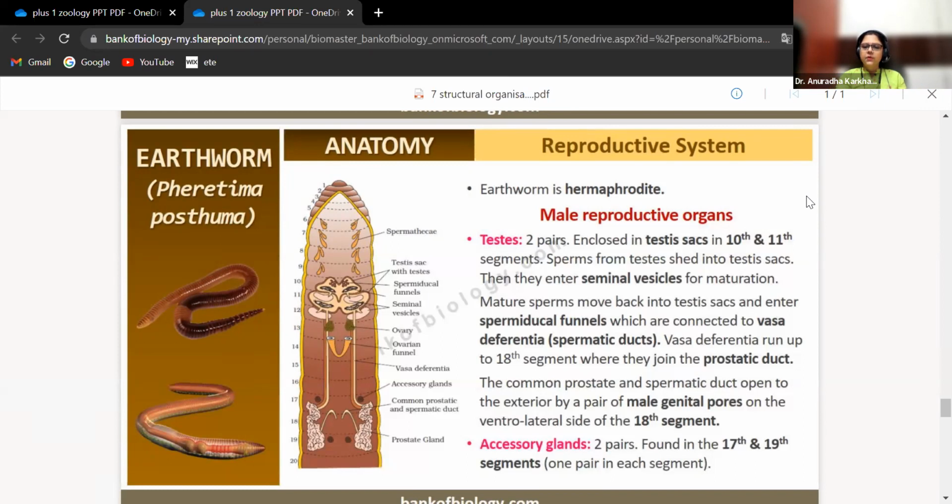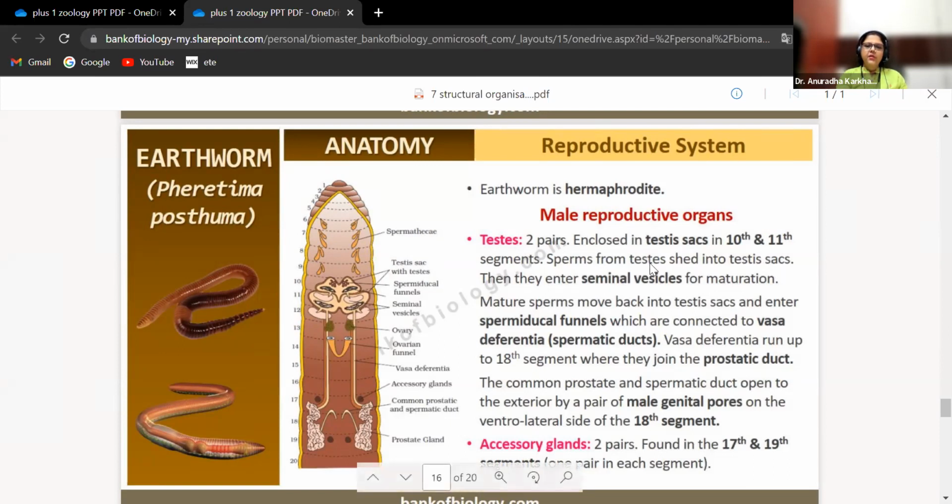Any organ in a particular part of the segment? Everything will regrow; they have the capacity of regeneration. Testes, just like human males, 2 pairs. Enclosed in the testes sac, which is going to extend from the 10th and 11th segment. Sperms from the testes are shed into the testes sac. Then they enter the seminal vesicles for maturation.